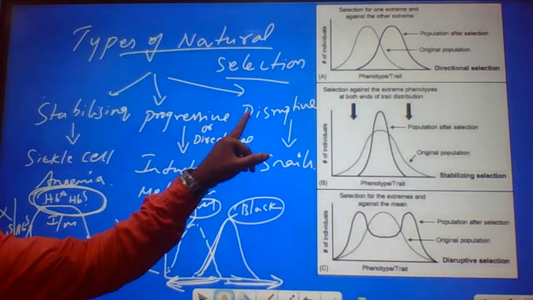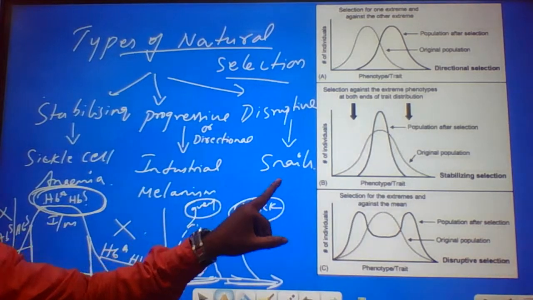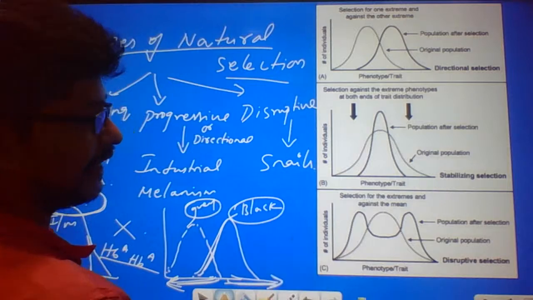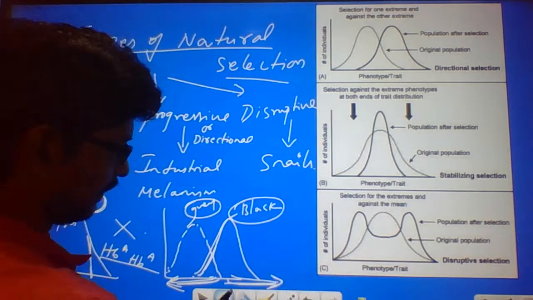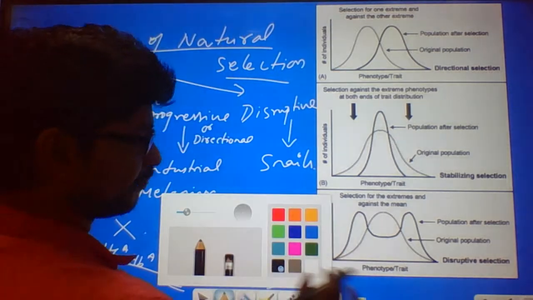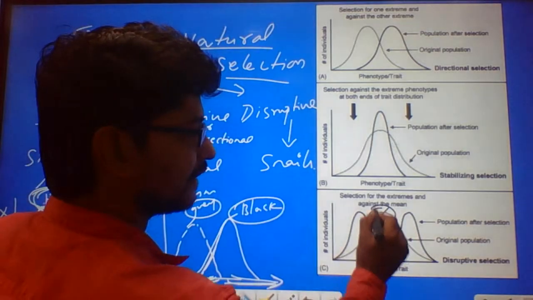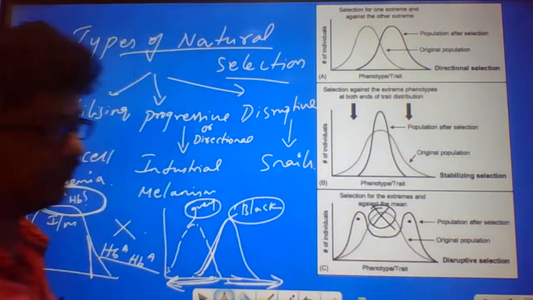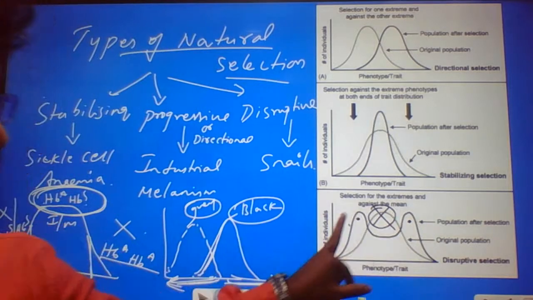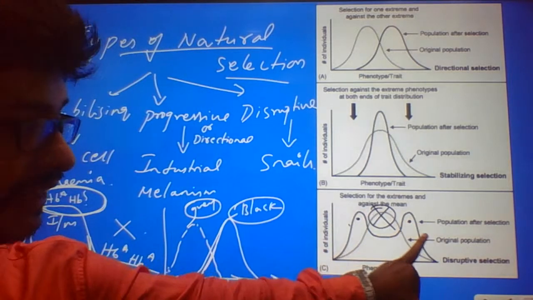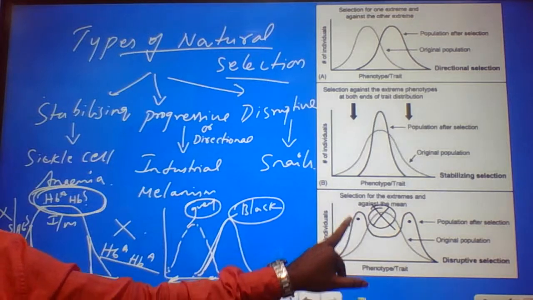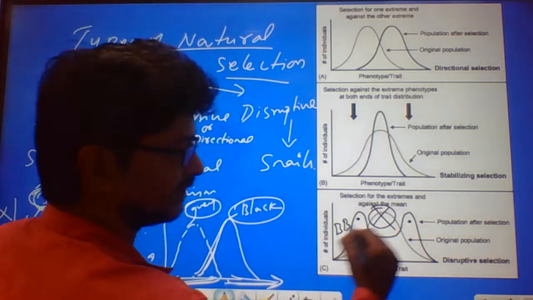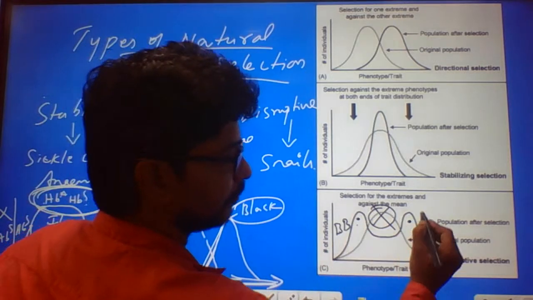Next, you take the disruptive type of natural selection. Here you could see it eliminates the intermediate. It eliminates the intermediate form. So this is one extreme, and this is the other extreme you can take. Nature is encouraging and selecting the extremes here. For example, this is one type of snail, BB, capital B, capital B.